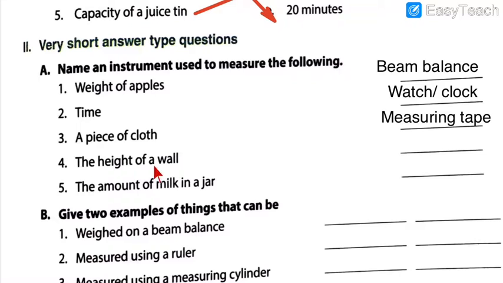Next is the height of a wall. Again, how can you measure the height of a wall? This is again very easy. Your time starts now. 5, 4, 3, 2, 1 and 0. Okay, so the height of a wall, again measuring tape.